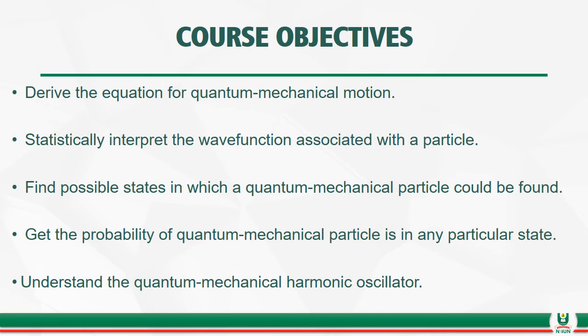Amongst the objectives is for you to statistically interpret the wave function associated with a particle. At the end of this course, you should be able to find possible states in which quantum mechanical particles can be found. You should be able to get the probability of a quantum mechanical property in any particular state, and you should be able to understand the quantum mechanical harmonic oscillator.